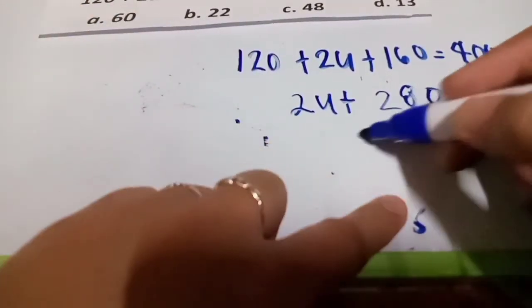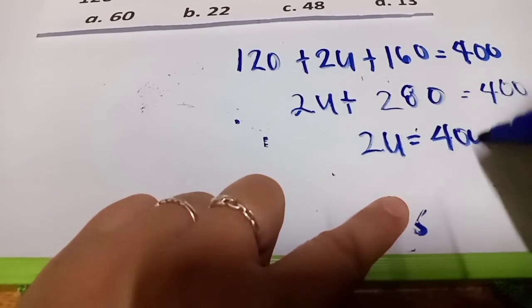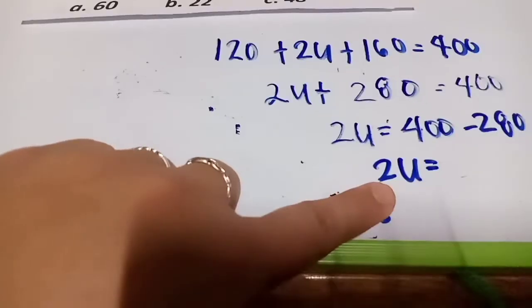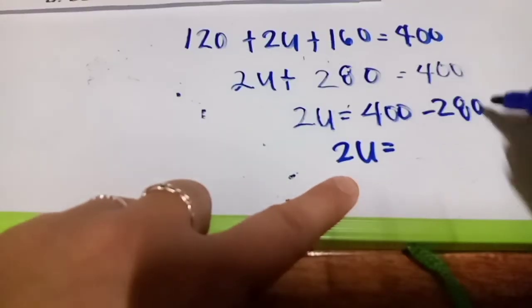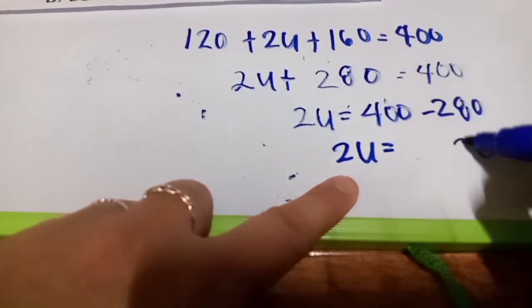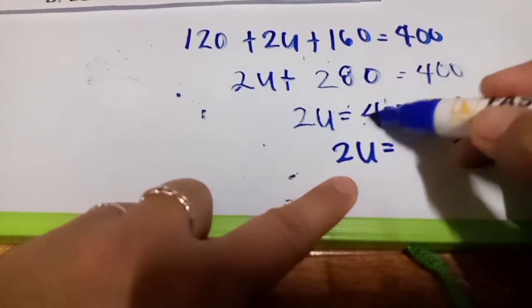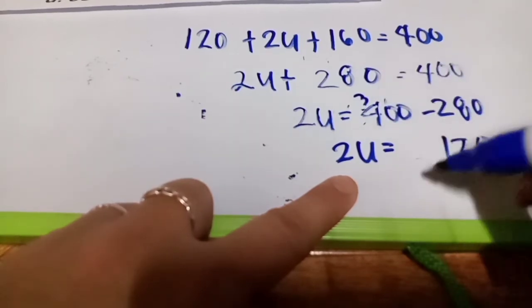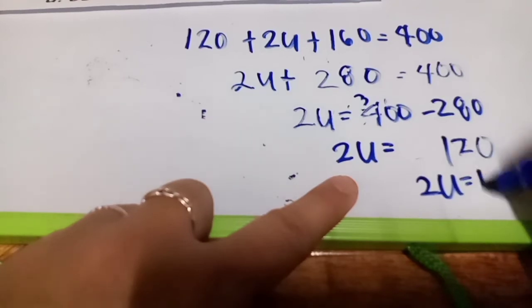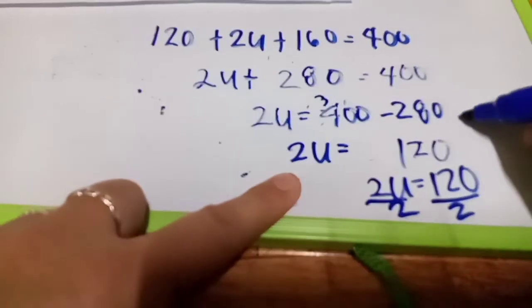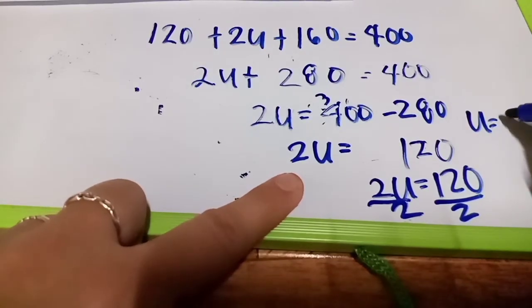And then 2u will become 400 minus 280. 400, we have 0 minus 0, 0. 10 minus 8 will become 2. And then we have 3, 3 minus 2 will become 1. So automatically, 120 divided by 2, our u will become 60.